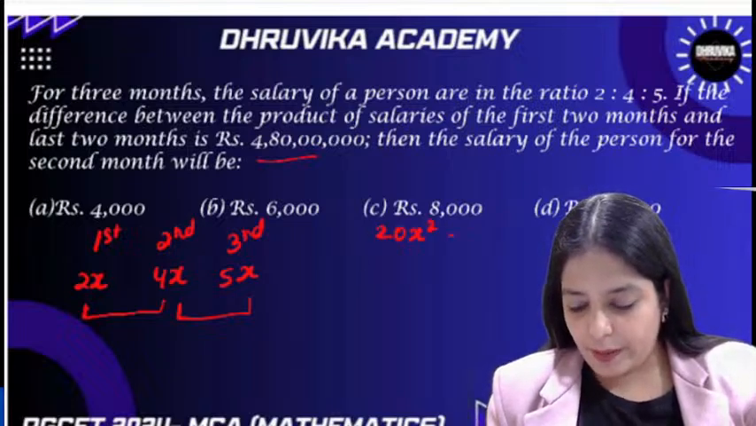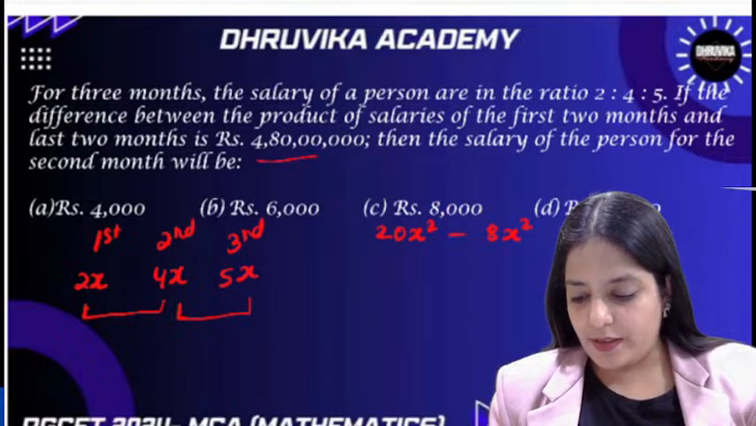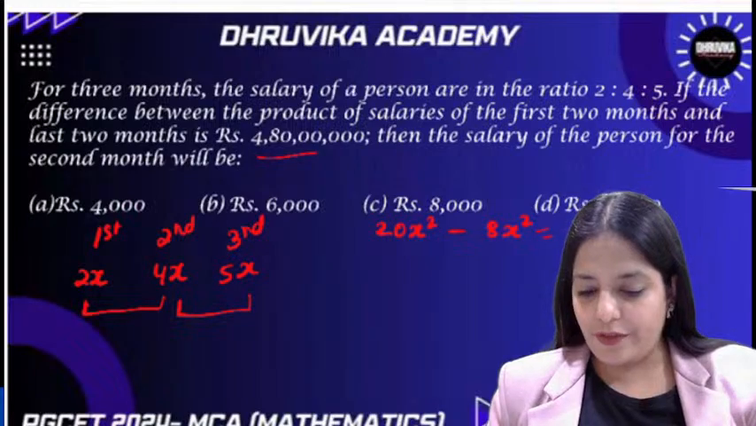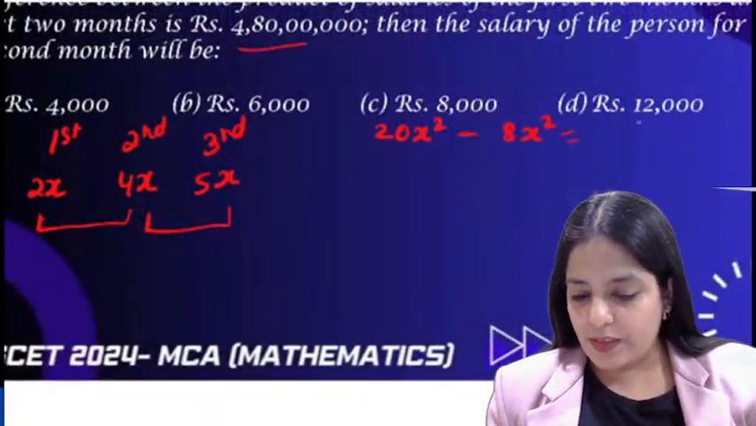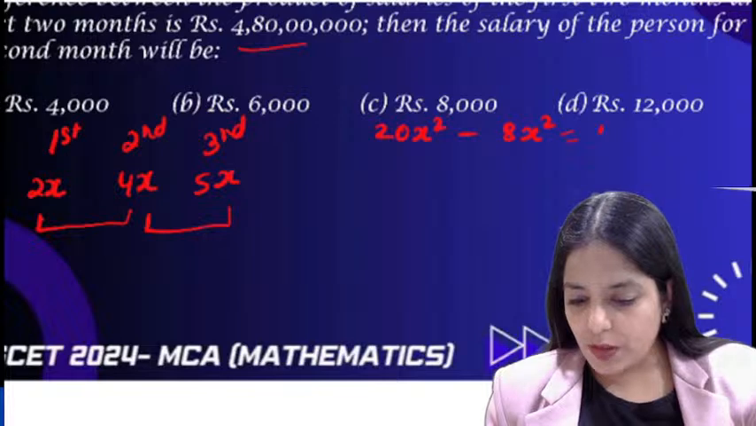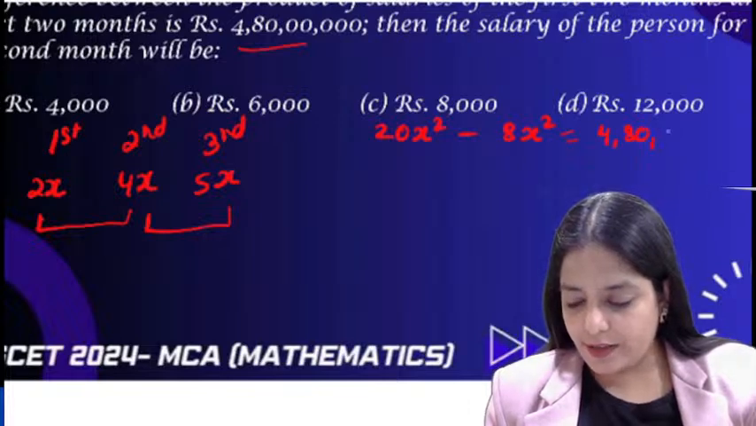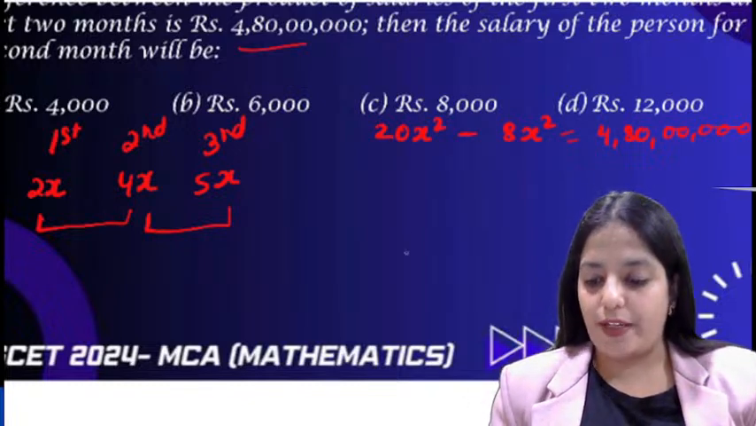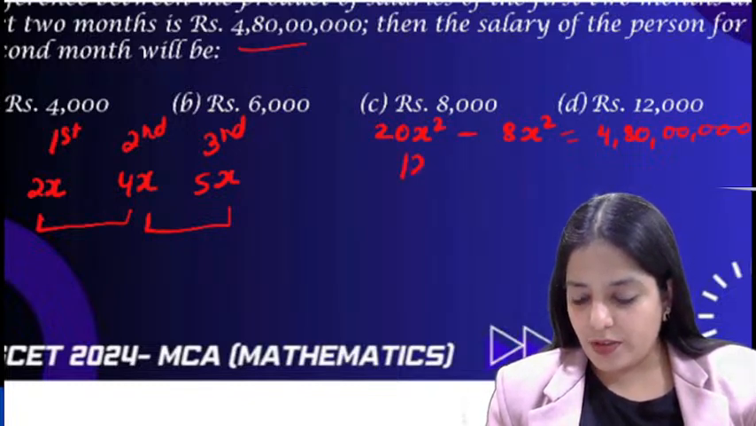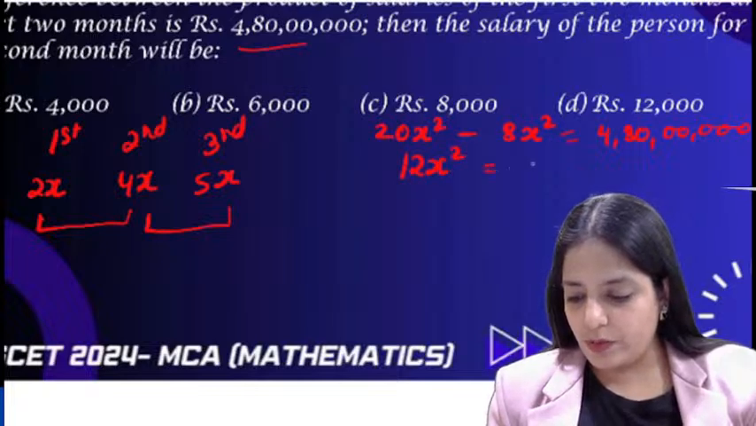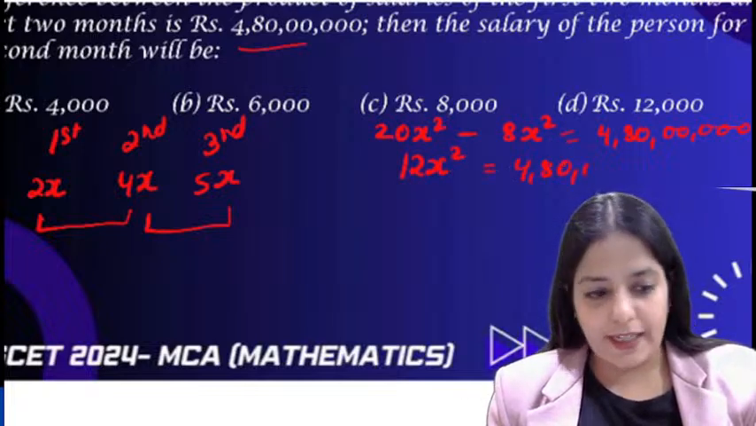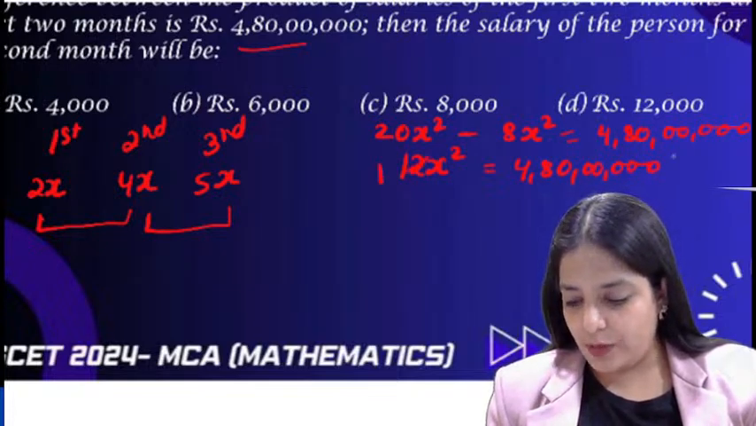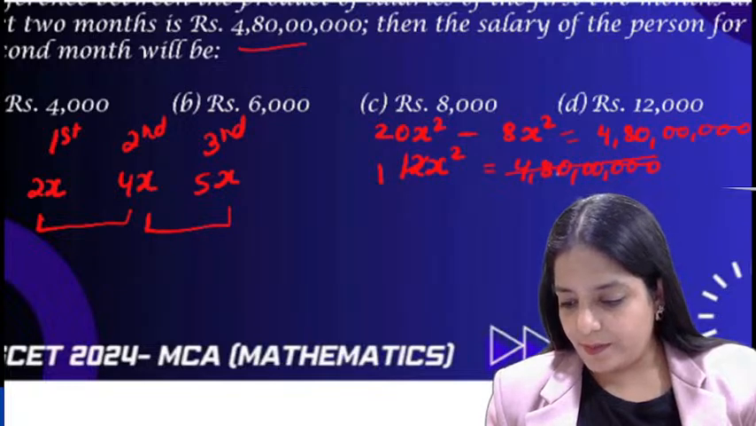So 20x square minus 8x square is equal to what? The difference is equal to this figure, 4 crores 80 lakh. So 20x square minus 8x square will give you how much, guys? 12x square is equal to 4 crores 80 lakh. Now just solve it by the table of 12, it will get cancelled.